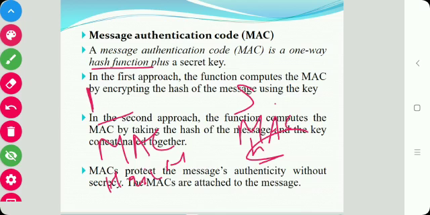MACs protect message authenticity without secrecy. A MAC serves as a type of tamper-proof seal, allowing easy detection of changes to the original message. By using a MAC, we can detect the changes because the MAC uses a cryptographically secure hash, as we discussed in the last section, and any change to the message results in a very different hash.